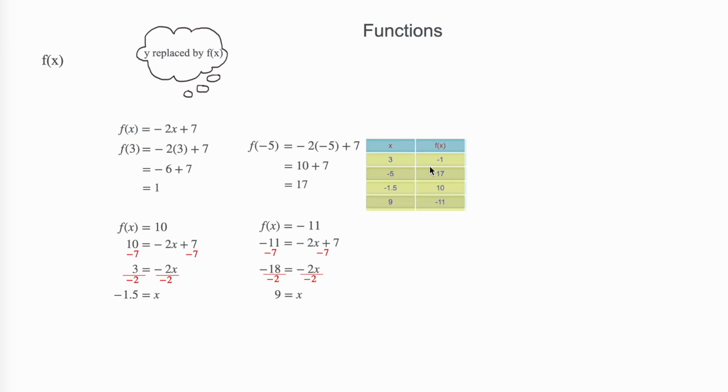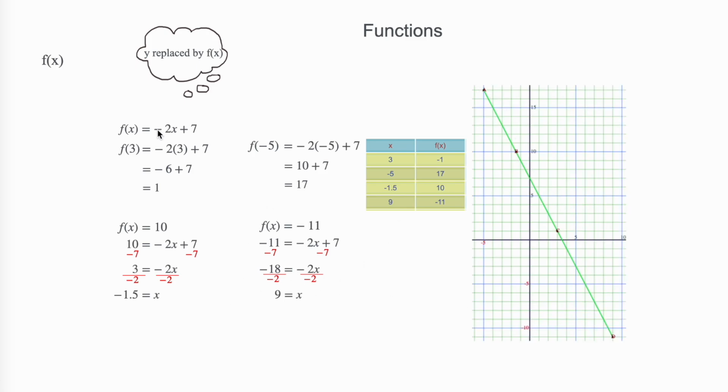We can put all that in a table of values. Here's our x, here's our f(x), here's all the different values we have. We could graph that. It gives us a nice f(x) equals -2x plus 7. And that's it for an introduction to functions.